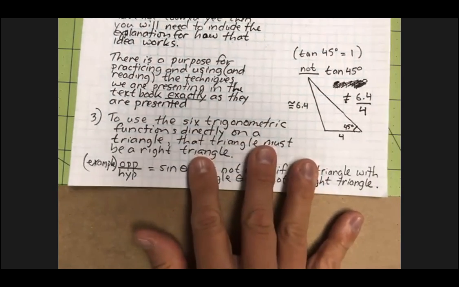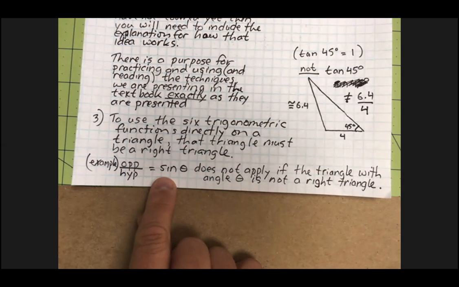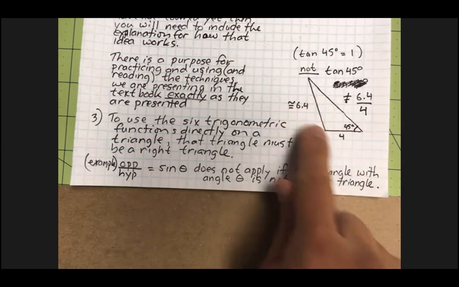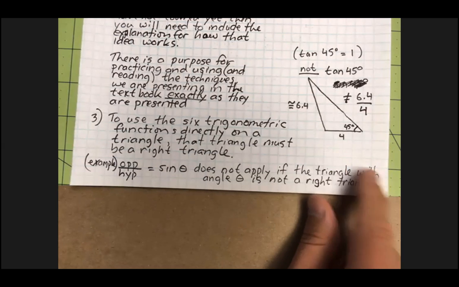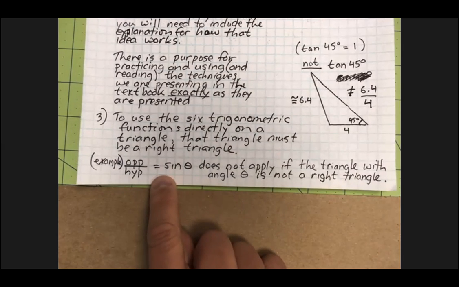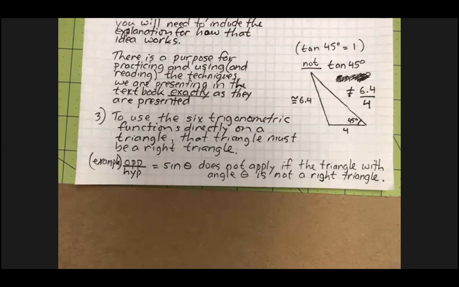Here's another thing you've got to be careful about, and it shows up when you draw triangles. Sometimes you are drawing generic triangles and then saying, opposite over hypotenuse, that's sine, opposite over adjacent, that's tangent. But that's not true if you're not talking about a right triangle. So make sure that if you're using opposite side over hypotenuse or opposite side over adjacent, you're talking about a right triangle, or else it's not valid.